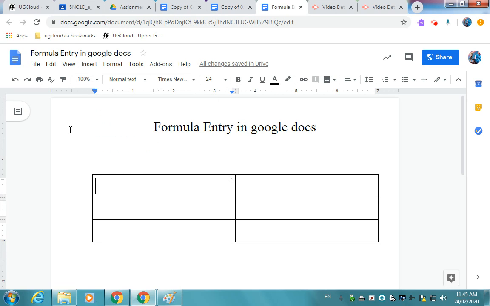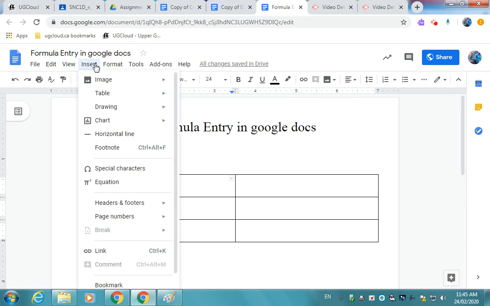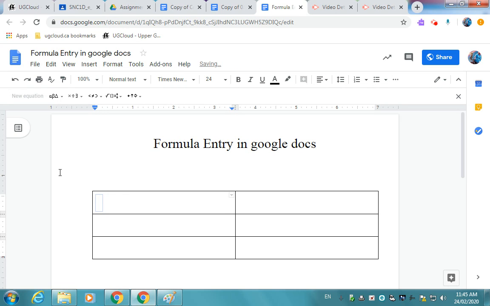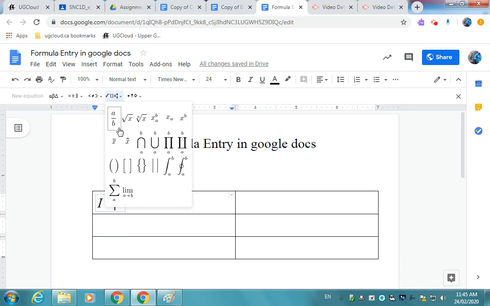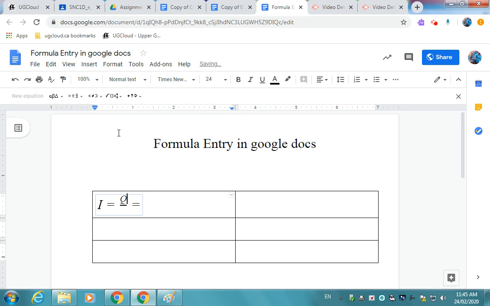And I'm going to go in here and ask, what kind of equations am I going to be entering? So the first equation I'm going to be using a lot is I, capital I, equals Q over T. Quantity over time equals, oh, I better get myself another equal sign. There we go. I'm going to put in another fraction and have an answer.